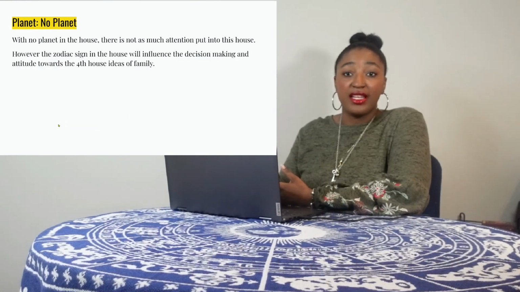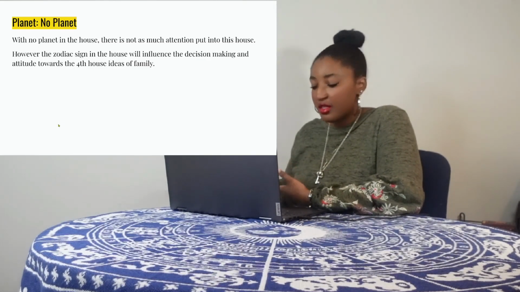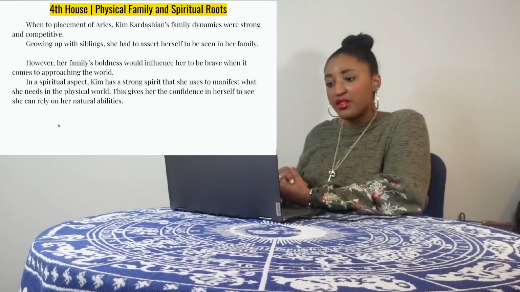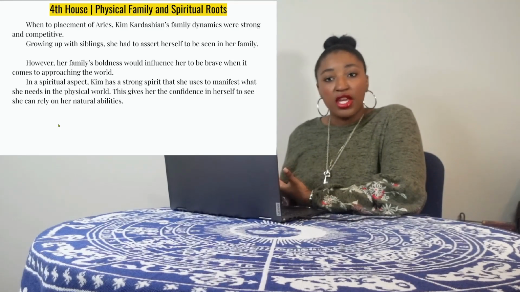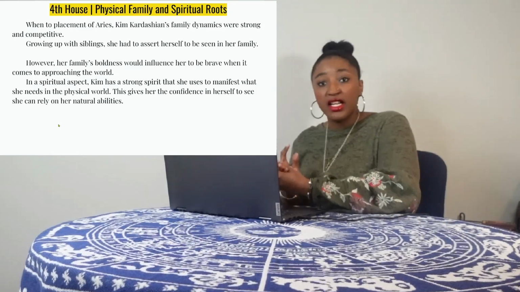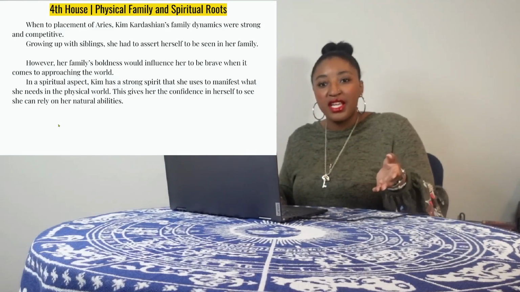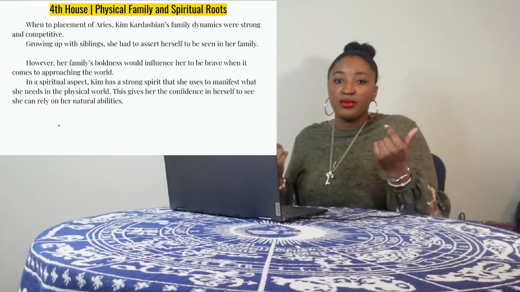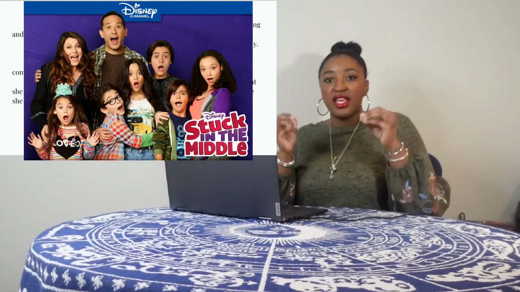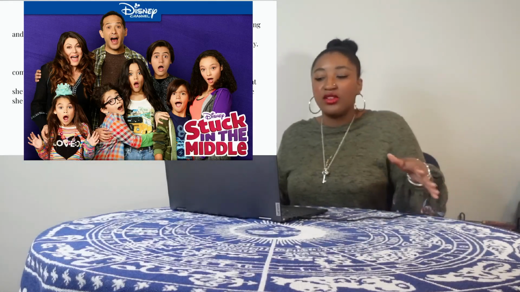as I said, there's no planet in the house, so whatever zodiac sign is in there affects the house. So for Kim Kardashian, with her family dynamics, she could have grown up in a competitive household. That would make sense. She had a lot of siblings. And I hear when you have a lot of siblings, you have to compete for attention. This is very dated from my generation, but if you think of Stuck in the Middle, where there were 7 kids and we had the middle child that just went unnoticed.